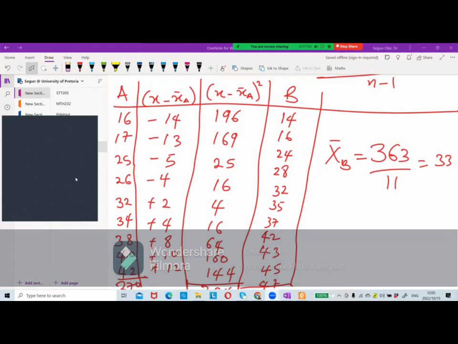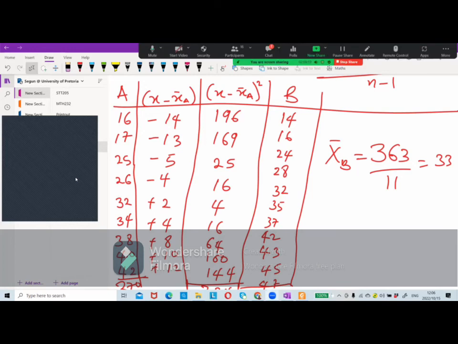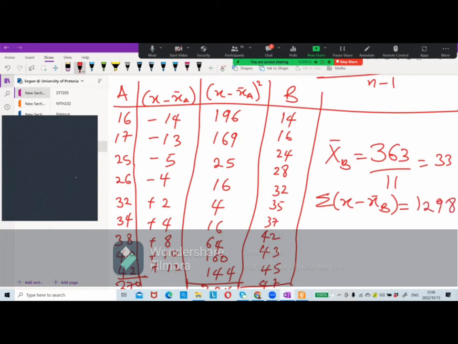All you need to do is, yes. 1,000. 650. Which one? That's XB squared. You said 650. No, what I need is the total value for summation x minus xb. What is the total value? Tell me. 1,298. Correct.